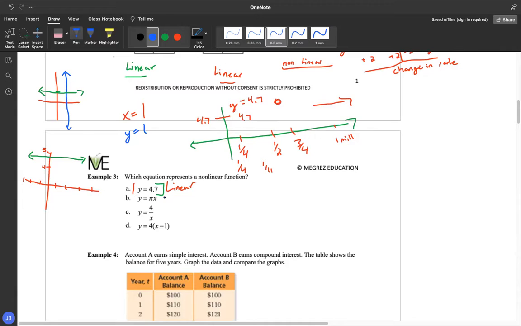Because for every one x goes up by, y goes up by pi. Perfect, exactly. So if x is 1, y should be pi, and then 2 pi, and then 3 pi. So these are constant rates. So b is linear, exactly. Great job. So what about c? What do we think? Linear or not linear?